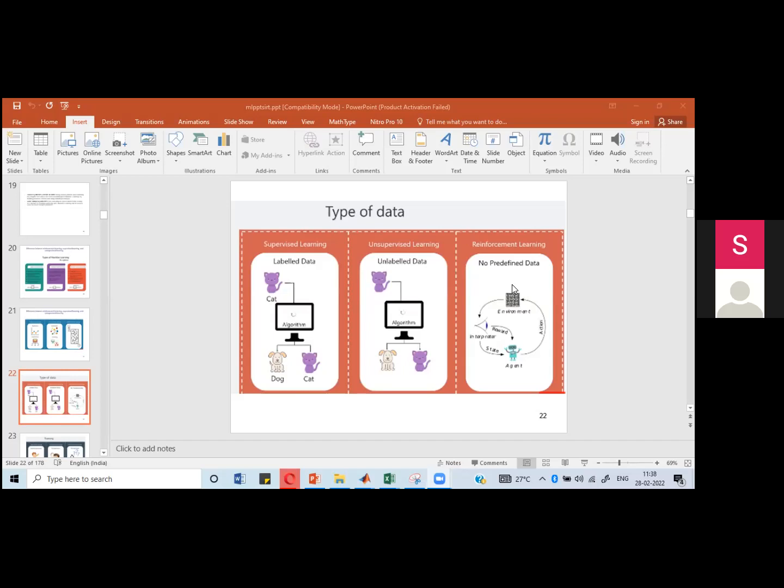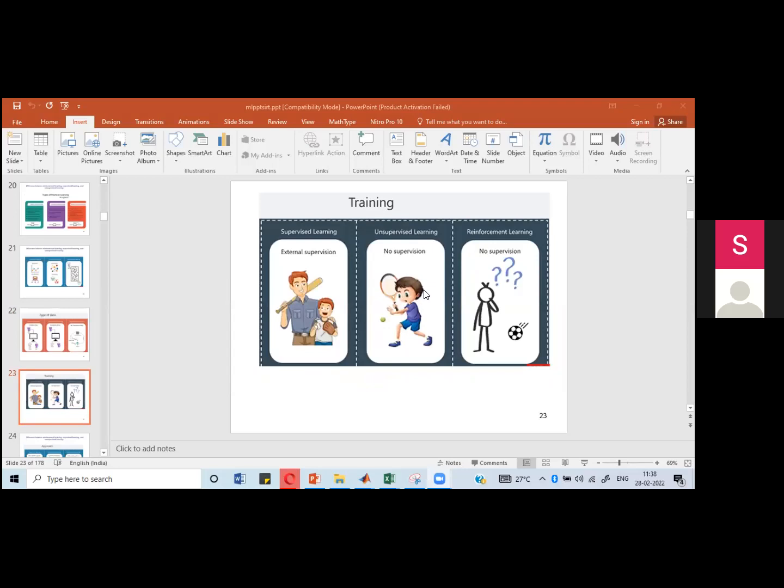Every time it tries to get the output, it analyzes itself whether that output has minimum error or not. Then it again tries alternative ways and does the same thing. Finally, it adopts the technique with the minimum error, and it will recognize the data. So that is reinforcement learning. So you can see that supervised learning has supervision, unsupervised has no supervision, and in reinforcement learning also there is no supervision.